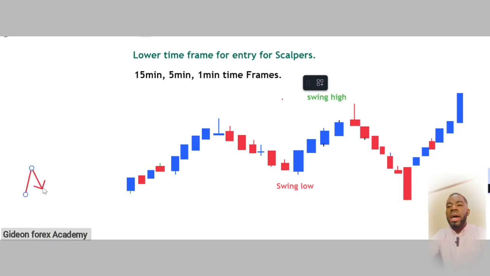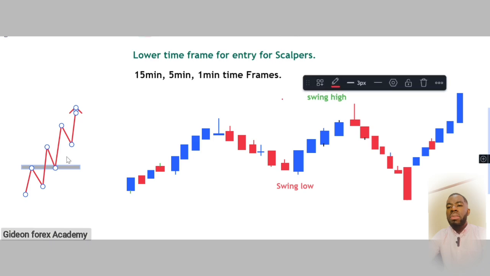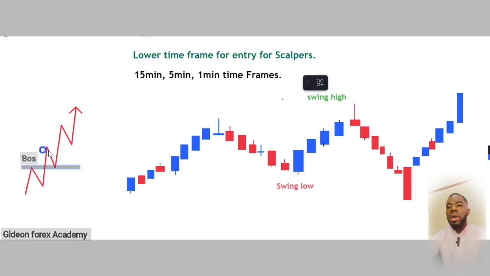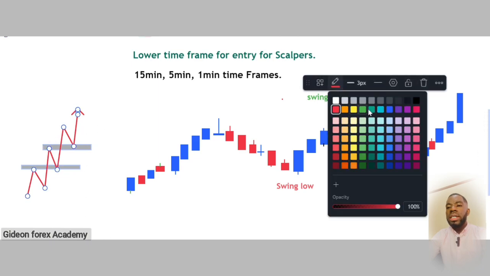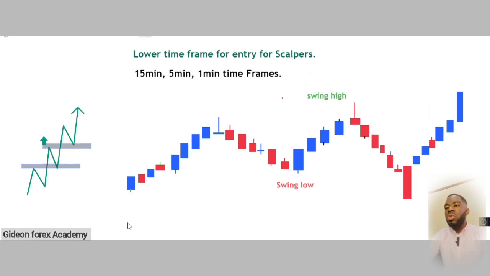In an uptrend, you have higher highs like this and higher lows. There has to be a BOS, a break of structure to the upside. It has to be clear, so you have to identify that the trend is moving in that direction. There was a break of structure here, creating swing lows and swing highs. I'll be showing you that in a second. This is a break of structure, and you can see that the trend is moving to the upside. This would be a bullish scenario.